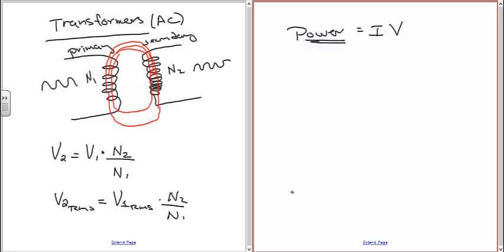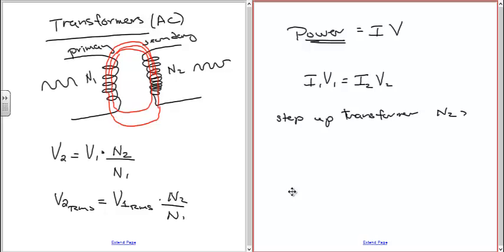So what we have is that I1, the current in the primary loop, times the voltage in the primary loop is equal to the current in the secondary loop times the voltage in the secondary loop. So let's say you have what's called a step-up transformer, then N2 is going to be greater than N1, so therefore V2 is going to be greater than V1, so I2 is going to be less than I1. So if you increase the voltage, you have to reduce the current.